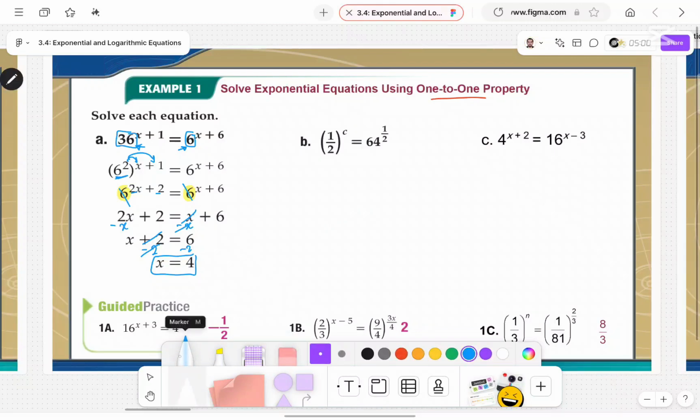Now question number B. We have many ways to solve it, but let's use any way you like. The first way, we need to switch the 64 to the base, or let's say the first thing, let's flip 1 over 2. So let's flip this.